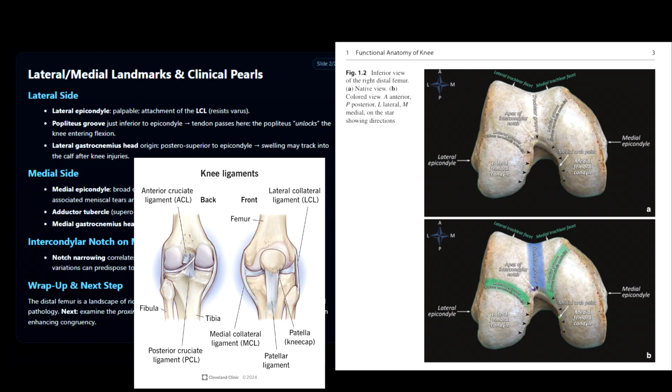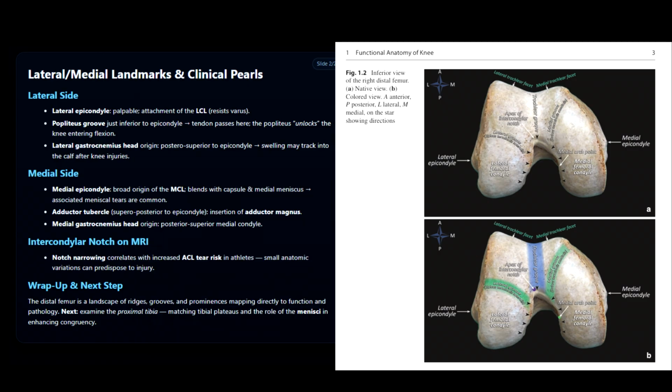On the lateral wall of the notch, you'll find the attachment for the anterior cruciate ligament, or ACL. Think of it as anchoring forward stability. On the medial wall of the notch, specifically on the anterior and superior surface of the medial femoral condyle, lies the attachment site for the posterior cruciate ligament, or PCL. Together, the ACL and PCL form a crisscross stabilizing system that prevents the tibia from sliding too far forward or backward under the femur.